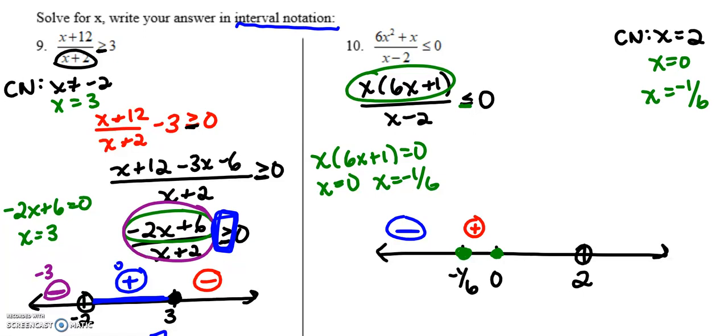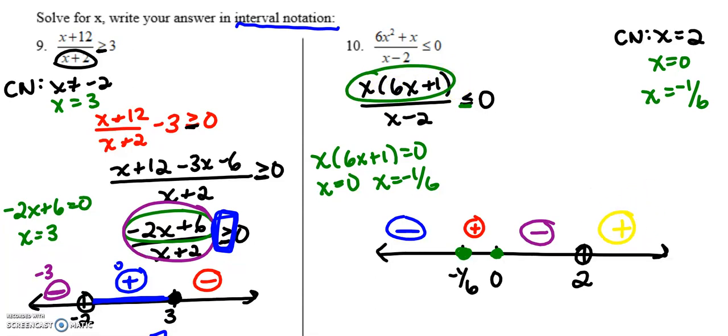A number between 0 and 2. I'm going to go with number 1. 1 times 7 is positive over a negative, results in a negative value. And a number greater than 2, I'm going to go with 7. 7 times 43, definitely positive, over 5, still positive.